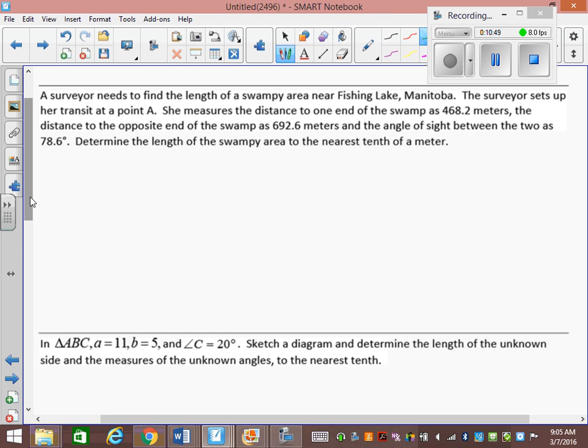So let's do it. A surveyor needs to find the length of a swampy area near Fishing Lake, Manitoba. The surveyor sets up her transit at point A. So transit is that little thing that they stand behind and they can move and look through. You've seen them before, surveyors have them, right? It's a transit. She measures the distance to one end of the swamp as, so let's draw a swamp.